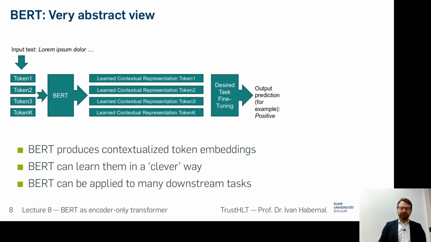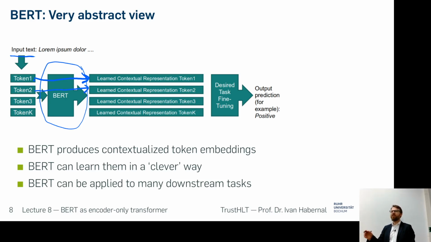So for instance, a very abstract view on this is that you have your input text, so some lorem ipsum, which is consisting of tokens. So tokens could be words or subword units. We'll get to that later. Then there is something which I just depicted as BERT, well, some architecture, some neural network. And what's coming out is that it is actually producing word embeddings. So for each token, it's producing a word embedding, but these word embeddings are contextualized, which means these word embeddings actually take into account the context.